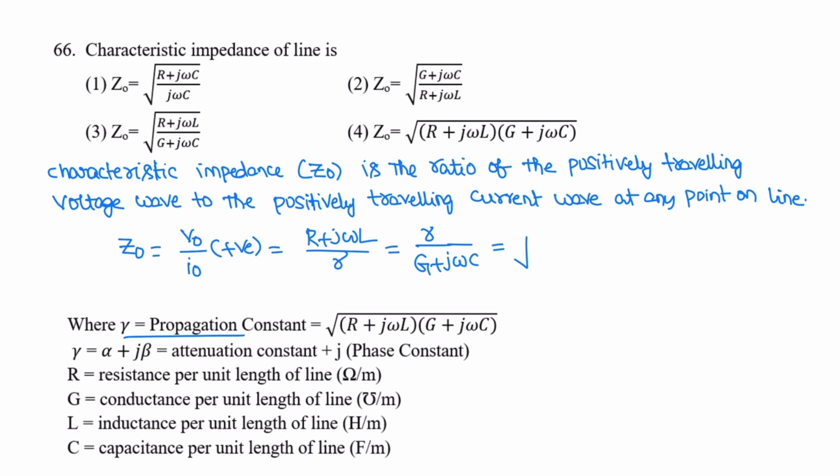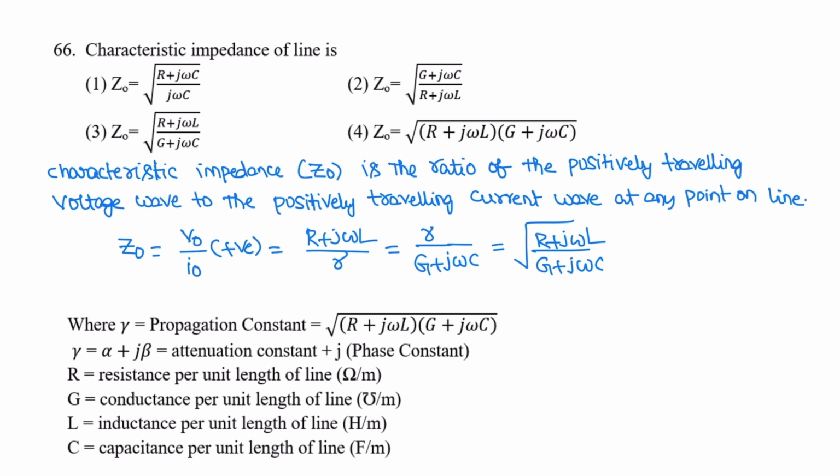So it is written as (R plus j omega L) by (G plus j omega C), where gamma is a combination of a real constant and an imaginary constant, where the real parameter is the attenuation constant plus the phase constant. R is the resistance per unit length of the transmission line, ohm per meter, and G is the conductance per unit length of the transmission line, mho per meter. L is the inductance per unit length of the line, Henry per meter, and C is the capacitance per unit length of the line, Farad per meter.